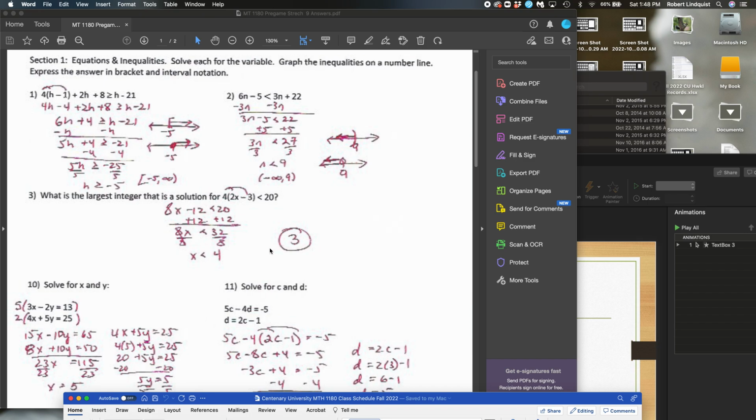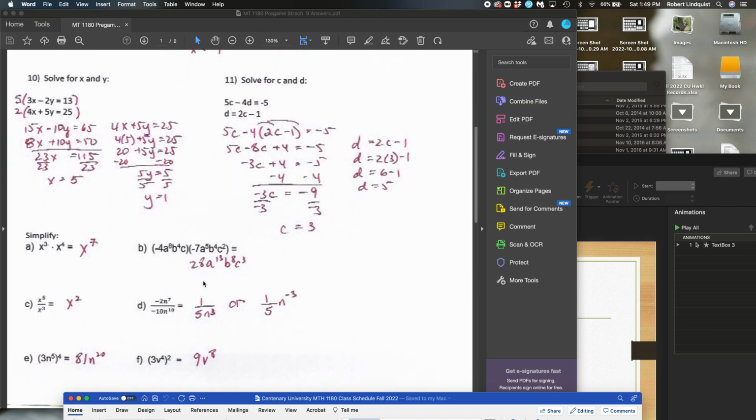I would like to call to your attention something on number 3. It says, what's the largest integer that is a solution for 4 times, in parentheses, 2x minus 3 is less than 20? And it works out that x is less than 4. So 4 is not a solution. We've been over that a lot. Now, the largest integer that would work, now remember, what are integers? Integers are like 1, 2, 3, 4, 5, positive and negative and 0. So if the answers must be less than 4, then the largest integer that is less than 4 would be 3. So that's why it's 3.